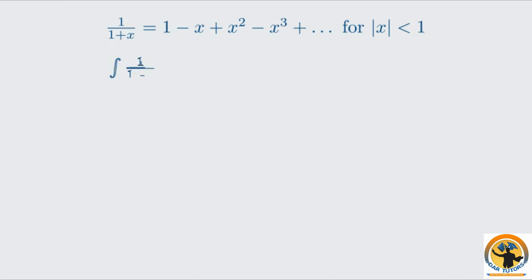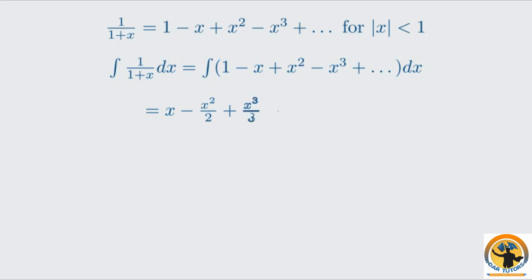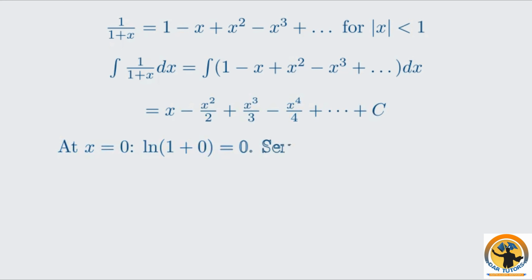We integrate each term. The integral of 1 is x. The integral of negative x is negative x squared over 2. The integral of x squared is x cubed over 3, and so on. We also need to add a constant of integration, c. To find c, we can use the fact that the series must equal the function at x equals 0. At x equals 0, the function is ln of 1, which is 0. The series becomes 0 plus c. Therefore, c must be 0.